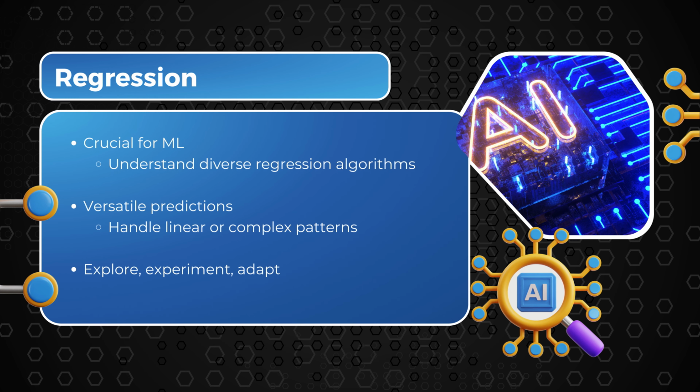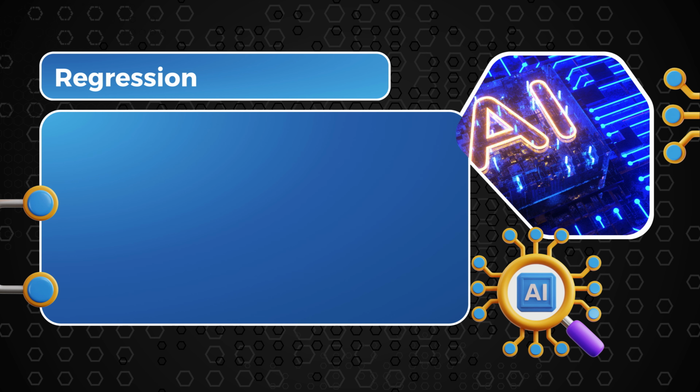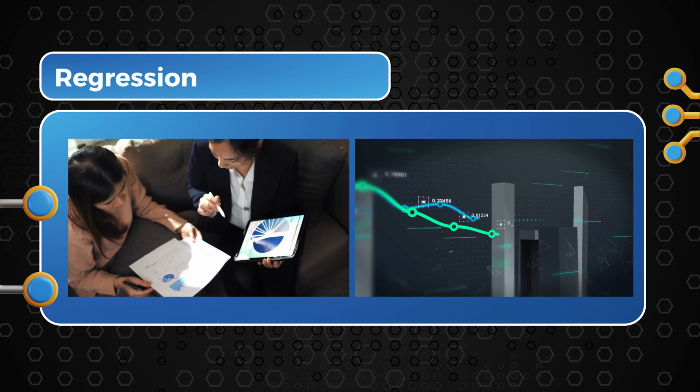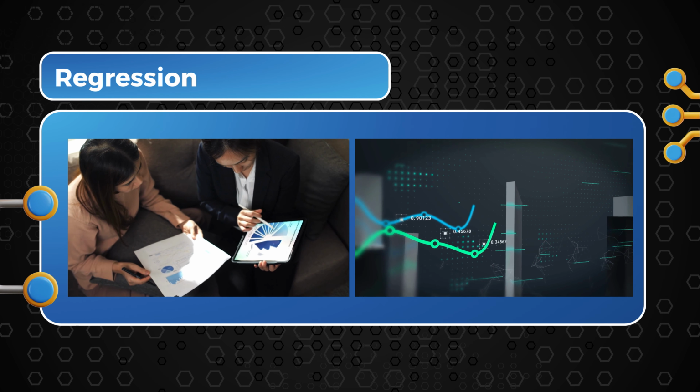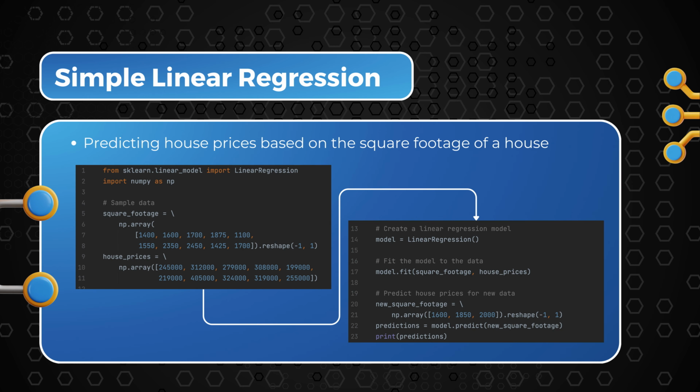In conclusion, understanding and implementing different regression algorithms is essential for various machine learning tasks. Whether you are dealing with a simple linear relationship or complex nonlinear patterns, these algorithms provide the tools to make accurate predictions. Let's explore real-world examples and provide code snippets for each type of regression algorithm. For simple linear regression, a real-world example is predicting house prices.